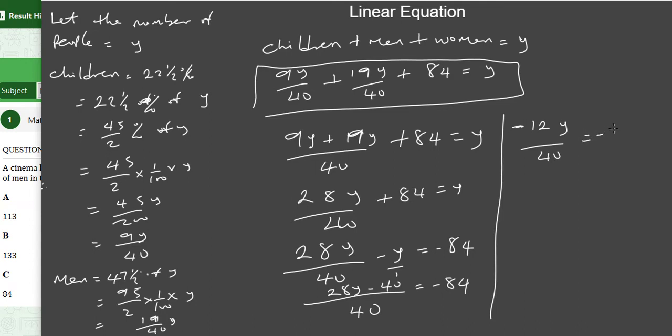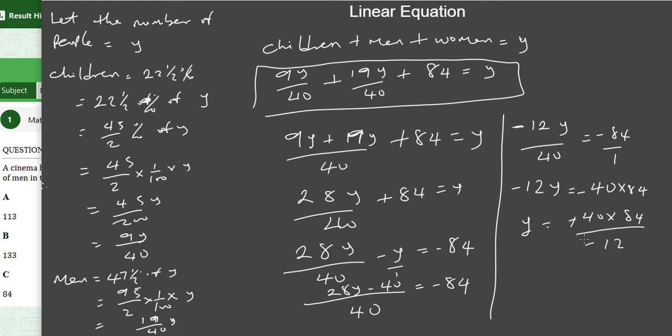That's equal to minus 84. So you cross multiply to get rid of this denominator. That's minus 12y equals 40 minus 40 times 84. Now you have y equals, just divide both sides by minus 12. That becomes minus 40 times 84 divided by minus 12.